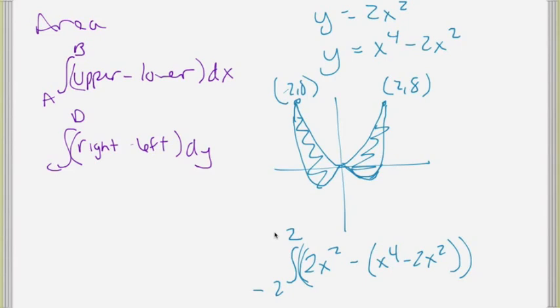Questions? Will these area problems usually be calculator or by hand? If no graph is provided and you're looking for an area between two curves, that would be a calculator question, and we would use the calculator because they're not going to expect you to be able to find the intersection points by hand.